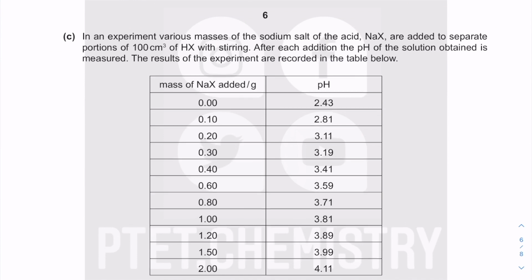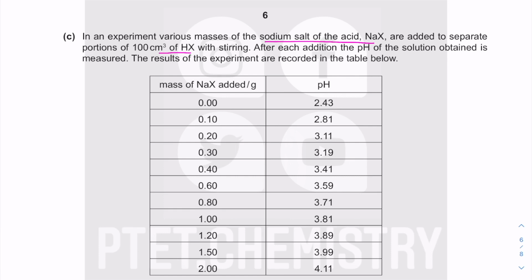So next bit, in an experiment, various masses of the sodium salt of the acid are added to separate portions of the weak acid. So you're creating a buffer because you have a weak acid and a salt of the weak acid together. So you get a buffer solution. A buffer solution resists changes in pH as you add a bit of acid or base to it, right?